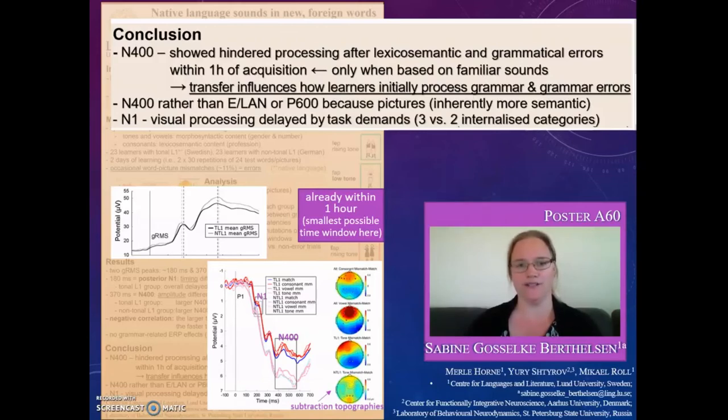The tonal learners had 3 internalized categories, consonant, vowel, and tone, while the non-tonal learners only had 2 internalized categories, consonant and vowel. So for them, the visual perception was only top-down influenced by 2 features, while it was influenced by 3 features for the tonal learners, which then delayed their N1 response. But these are our interpretations.